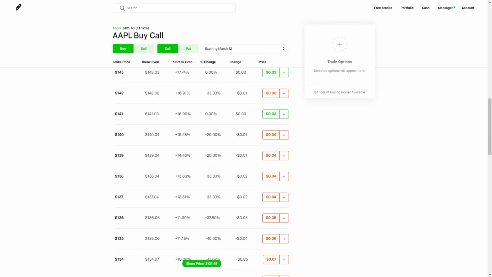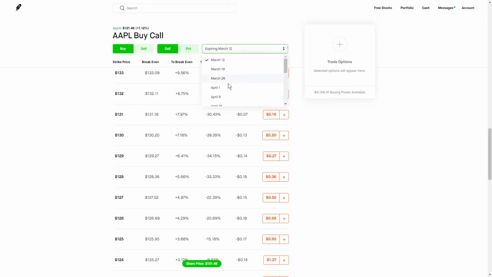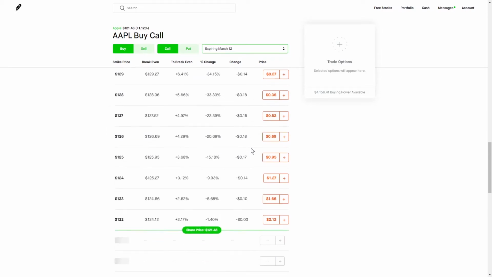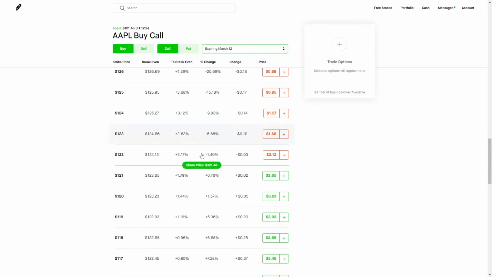So when you buy a call, you are purchasing a contract for the right to buy 100 shares at a given strike price by a certain expiration date. So that's the main things we want to look out for: the strike price and the expiration date. When you buy one of these contracts, it's going to be a lot cheaper than owning shares. As we can see here, if we are at the $122 strike calls expiring next week, March 12th, we will have to pay $212 because the price you see here is for 100 shares, as we mentioned earlier.